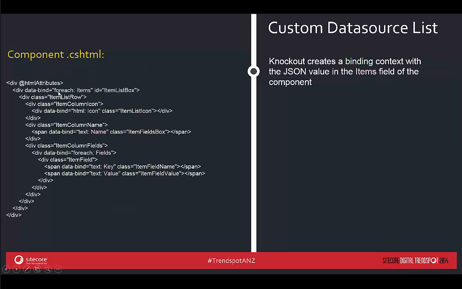Then in Knockout, I set the for each binding to that items field, and that means anytime that is updated, it'll go through much like an ASP repeater would, and it'll loop through and make these additional bindings here. So for each item, I'll bind the HTML, as Cycle returns icons as HTML elements. So I use the HTML binding to update the icon, text for the name, and then for each of the additional fields we loop through and I bind the key and value properties. So it's fairly simple. Much like a repeater, we just loop through a series of JSON objects and we bind the fields or the properties like so.